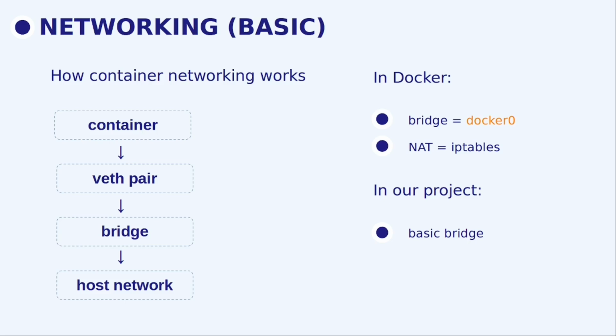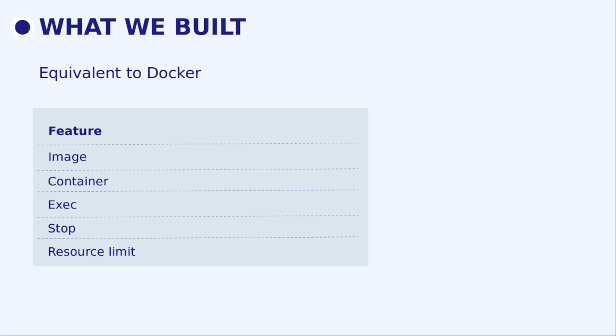Networking. How does container networking work? Let's simplify networking. In Docker, the bridge is docker0. NAT is done with iptables. In our project, we only implement a basic bridge, but this is enough to understand the concept. What we built, equivalent to Docker. Let's review what we added: image system, container runtime, exec into container, stop container, resource limits.